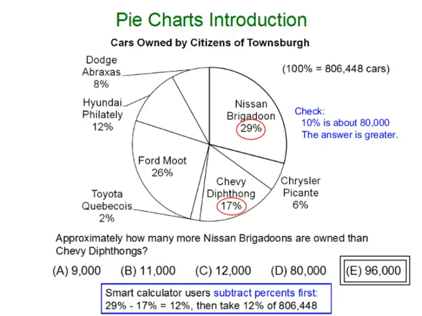And notice that approximating gets you in the ballpark of the numbers. And even a sanity check is possible. You don't strictly have to use the calculator here. We know we're looking for 12%. And so 10% of 800,000 is about 80,000. Our answer needs to be greater. Only one answer is. All right, so a way to pick up some time.